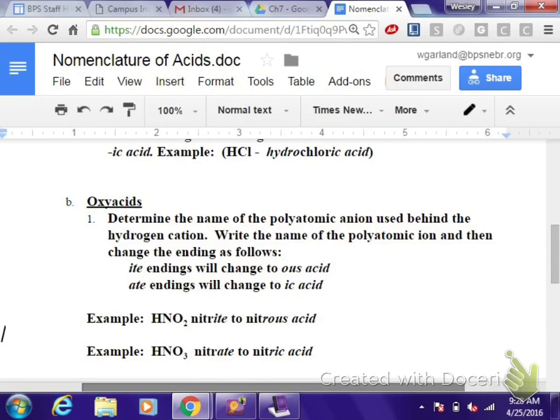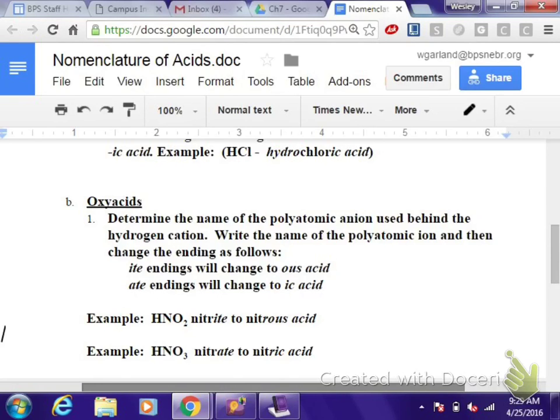Nitrite. So the ite becomes ous, and it becomes nitrous acid. Where if we have HNO3, which is nitrate, that's nitric acid. So questions on that? We need to do a little practice, and we'll have our sheet down below. We'll hit a couple of them, and then you'll do the rest.